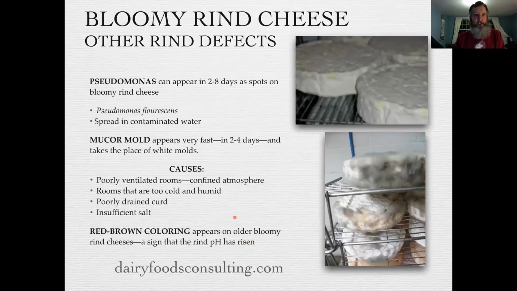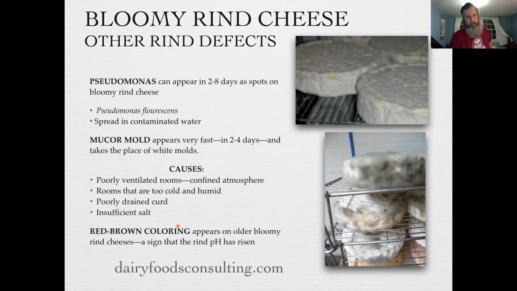And here we see Mucor coming back. This time it's on a bloomy rind cheese. We see Pseudomonas coming back, this time on a bloomy rind cheese. Sorry, this looks like spots of water maybe got sprayed on it somehow. And so we're just going to go back to the same causes here that we talked about with the washed rind cheeses.